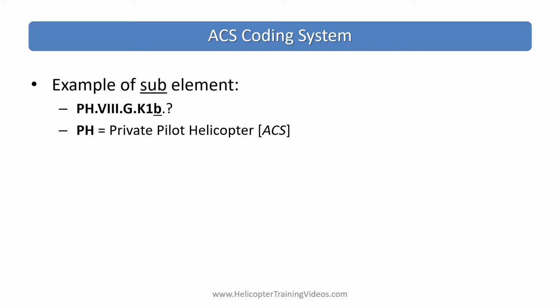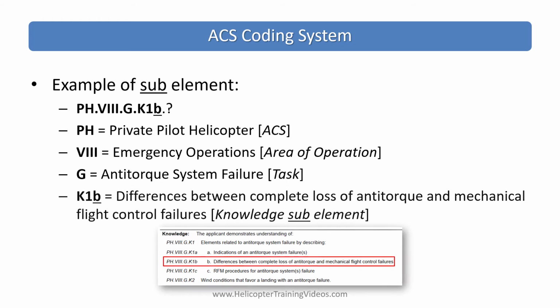So here we have the K1 Bravo, and we'll walk through there. It's basically the anti-torque system failure task. K1 Bravo is the difference between complete loss of anti-torque and mechanical flight control failures. So that would be maybe the difference between loss of the tail rotor blades versus a stuck pedal, perhaps. And so you can see how it reads out here. Elements relating to anti-torque system failure by describing, and then it has a bunch of different options, and this one is the Bravo that we just talked about.